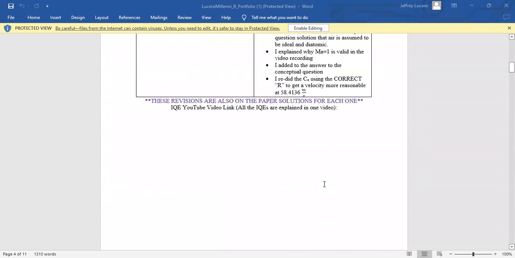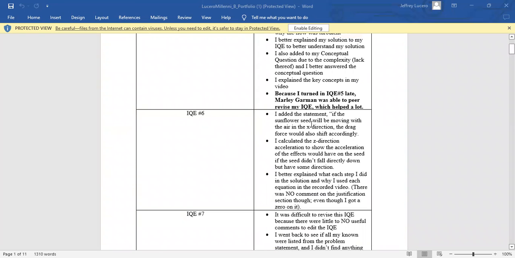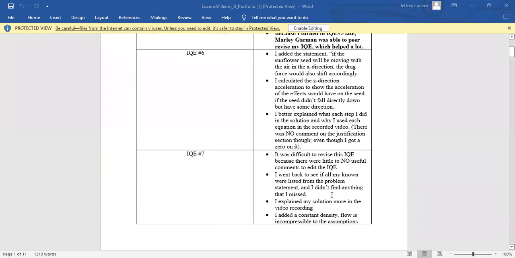For my IQE number 6, I added the statement, if the sunflower seed will be moving in the x direction, the drag force would also shift accordingly. I calculated the z direction acceleration to show the effects it would have on the seed if the seed didn't fall directly down, but had some direction in this z axis. I better explain each step I did in the solution, which I'm doing currently, and why I used each equation in the recorded video. There were no comments on the justification section though, so even though I got a 0 on it, I changed what I thought I needed to change. It was just quite difficult to do that.